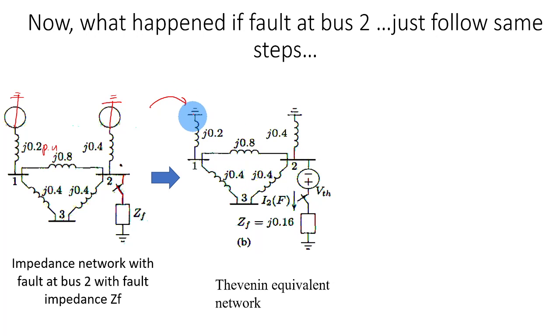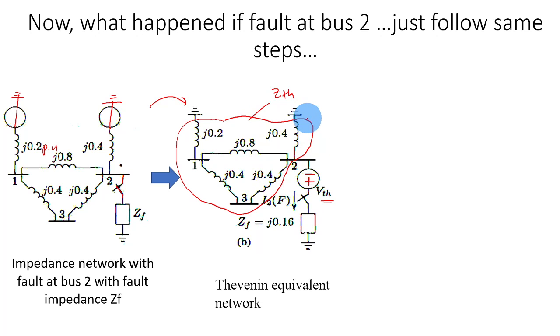Other than shorting the voltage source, or the generator, to ground, you add another Thevenin voltage at the location of the fault. Please remember the sign: the positive terminal is facing towards the ground. So just add this Thevenin voltage source, and the rest of the impedance connected in the same network to the fault will be the Z Thevenin, the Thevenin impedance.